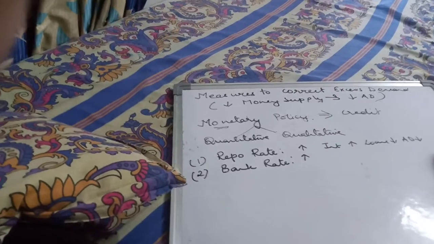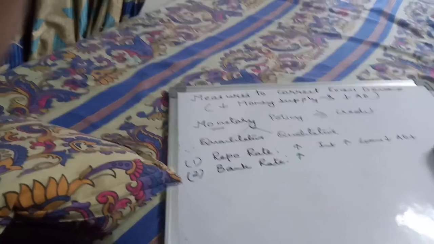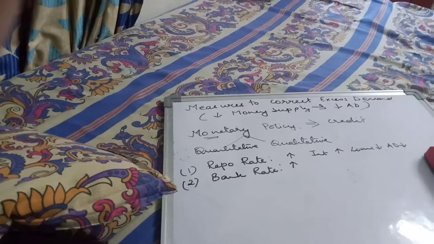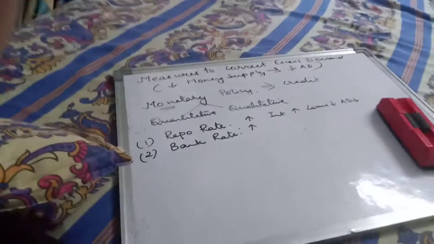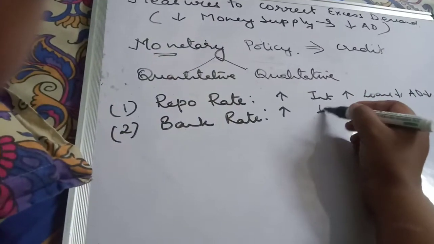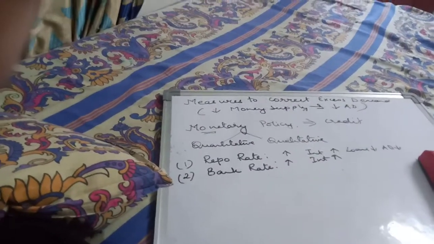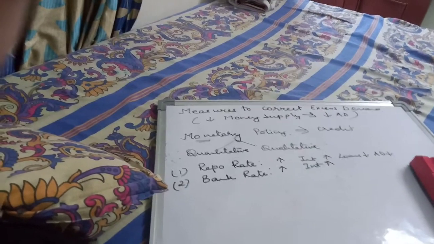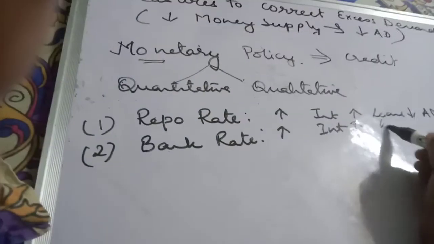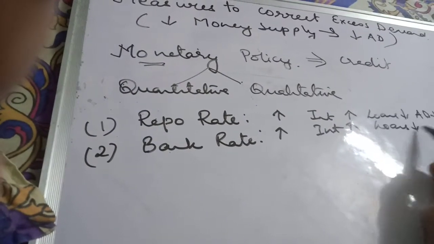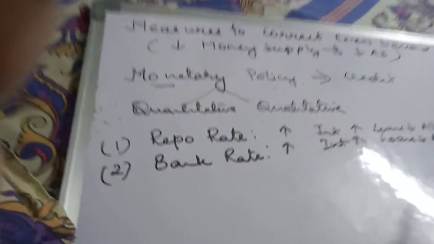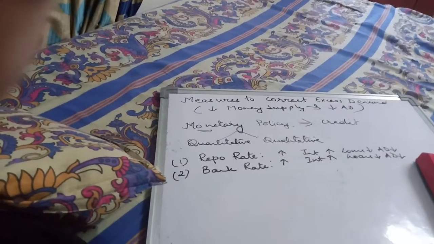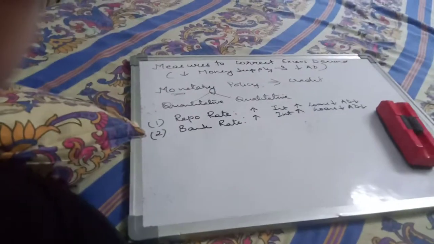This discourages commercial banks from borrowing from the central bank, and they are forced to increase the interest rate. When the interest rates are increased, loans become expensive, therefore the demand for loans falls. When the demand for loans falls, effective demand or aggregate demand falls. I hope you have understood repo rate and bank rate.